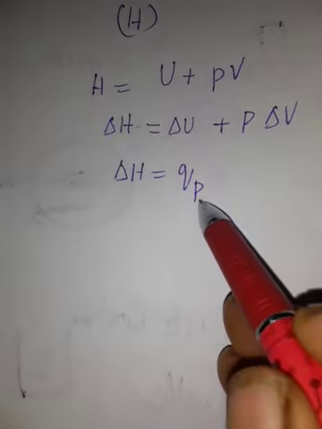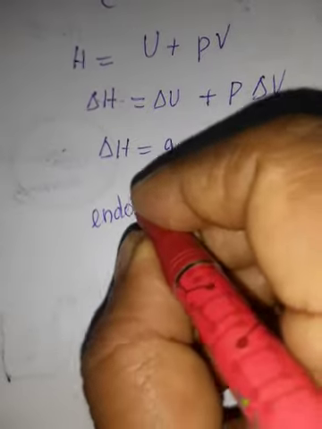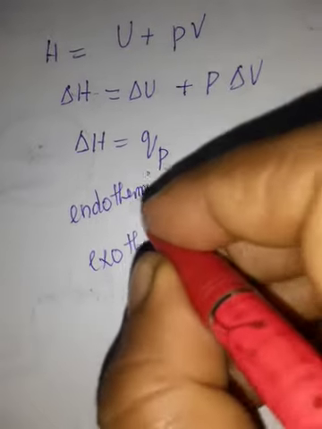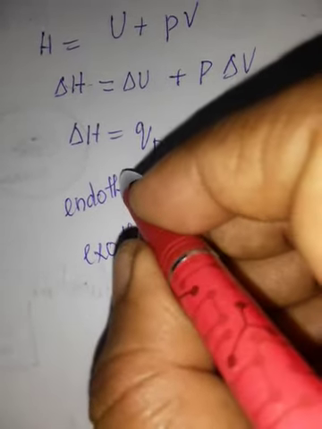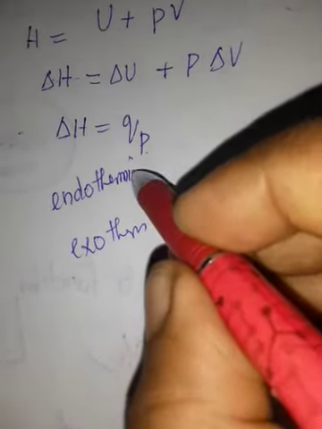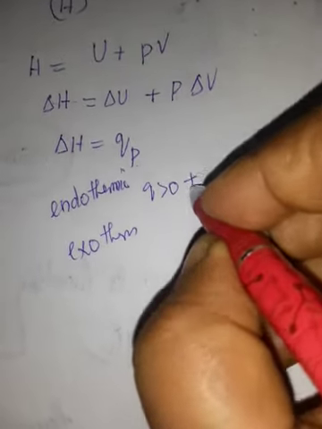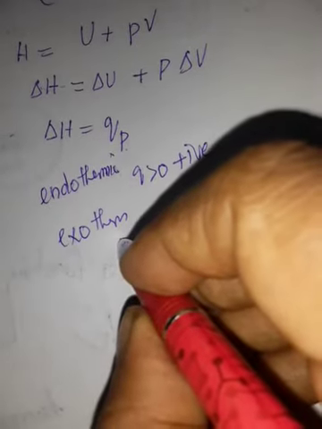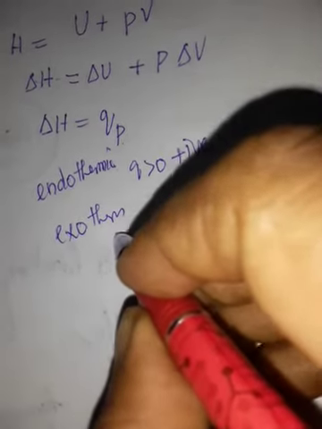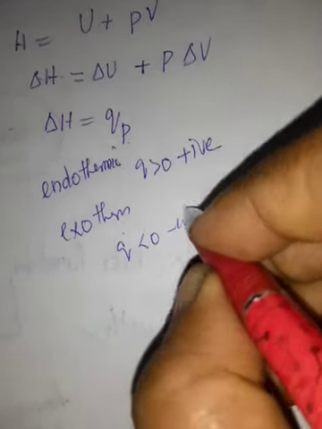So there are two types of reactions due to heat. One is endothermic, the other one is exothermic. In endothermic, heat is absorbed by the system from the surroundings. So Q is greater than 0, having a positive value. Exothermic, heat is evolved by the system to the surroundings. That is Q less than 0, having a negative value.